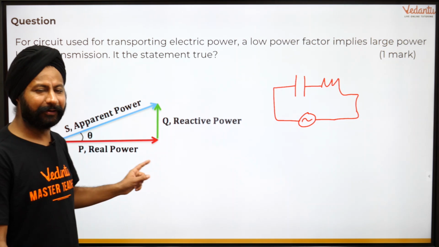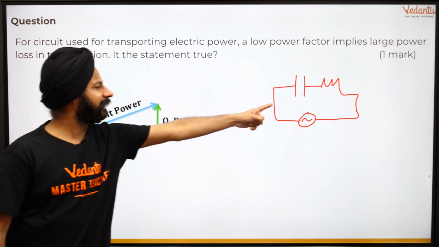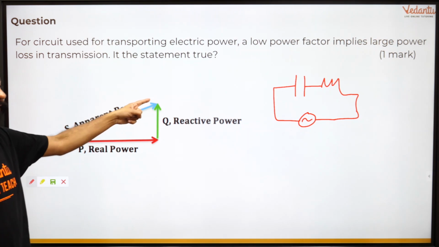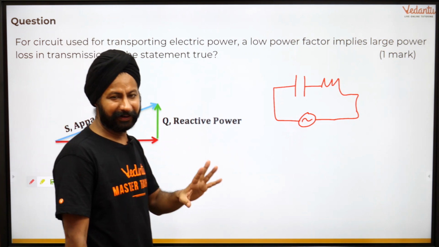So what is happening now? This is the real power that is being dissipated there, and this is the reactive power here. But this is the apparent power. तुमको इतनी देनी पड़ रही है बैटरी से.